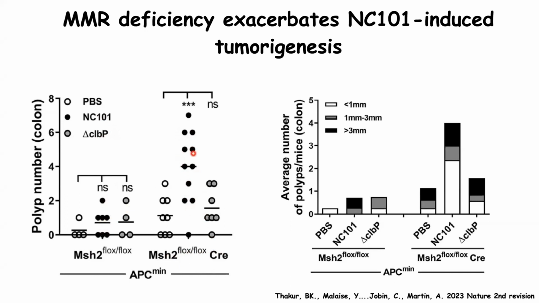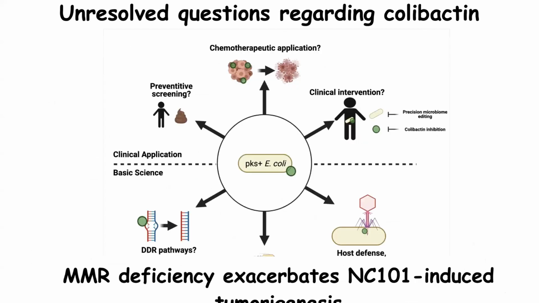So you need the mismatch repair system to fix what colibactin is doing to the cell, right? That's the bottom line of this experiment. And you can see here the number of tumors increases if you are deficient in mismatch repair. So this data indicates that colibactin causes DNA damage that is somehow resolved by the mismatch repair system. If you don't have that mismatch repair, you have a higher likelihood of developing colorectal tumors.